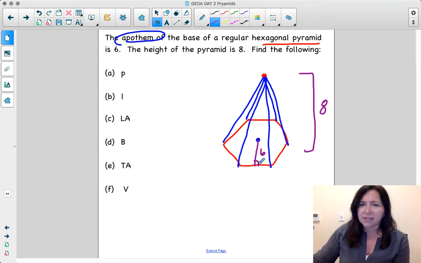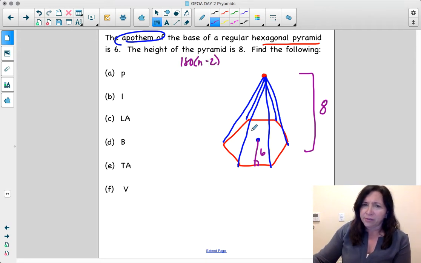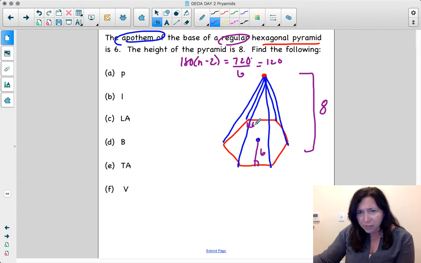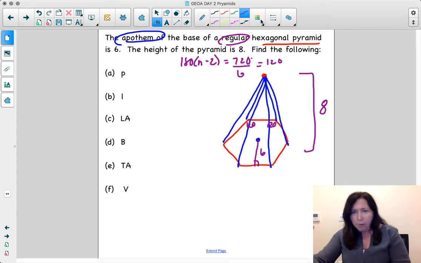Okay, so this is a hexagon. We know the sum of the angles of a hexagon from this formula, n minus 2, because there's 6 sides. 6 minus 2 is 4. 180 times 4 is 720. And because it's regular, I can divide that by 6 and I get 120. So this is 120. That's 120. All of these are 120.